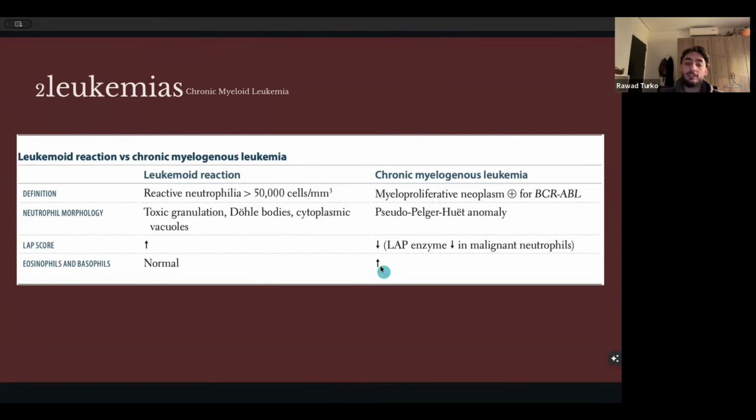And CML is going to be decreased. That's because leukocyte alkaline phosphatase is an enzyme that you only see in mature neutrophils. So mature neutrophils have this LAP enzyme that's able to break down all of the pathogens. So that's why in leukemoid reactions, the LAP score is either going to be normal or increased, because I have seen questions where it's normal. But CML, it's almost always going to be decreased, and that's because they're immature neutrophils. So you're not going to be able to see the enzymes of a mature neutrophil. Okay.